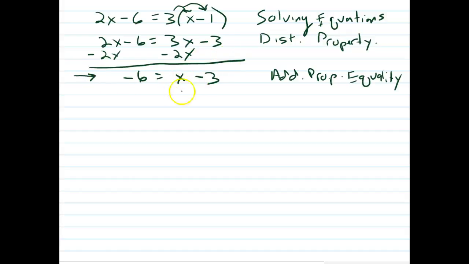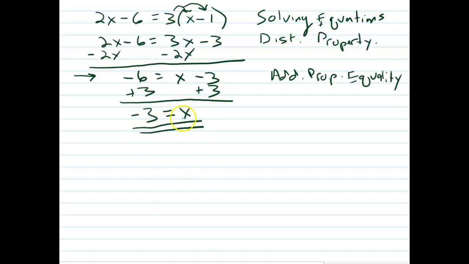So this is where I'm at this point. Well, I'm trying to get x isolated by itself. So what I'm going to do now is add 3 to both sides, because that will get rid of the minus 3 on the right side. So minus 3 plus 3 is 0. It leaves me an x right here. And then negative 6 plus 3 is a negative 3. And that's the solution right there. Or it should be, right?